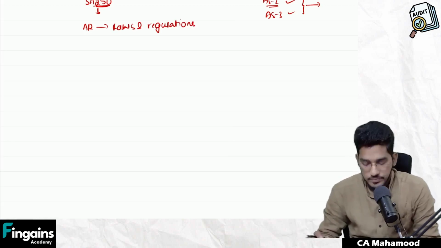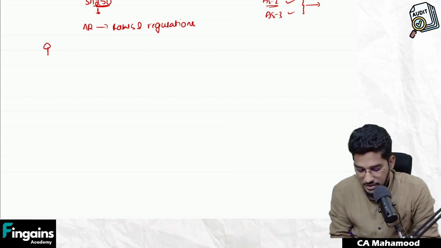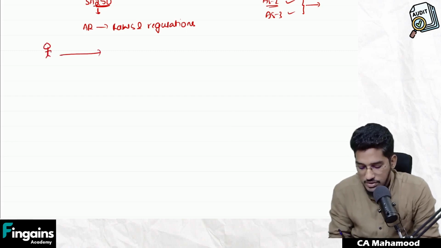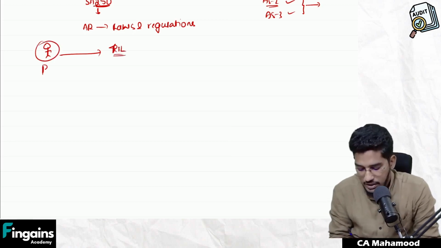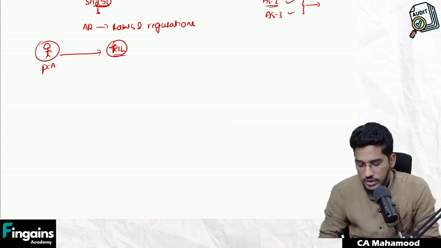So assume that I am a practicing chartered accountant. I have been appointed as auditor of a company, for example, Reliance Industries Limited. I am a practicing chartered accountant and an auditor, conducting the audit of this company.